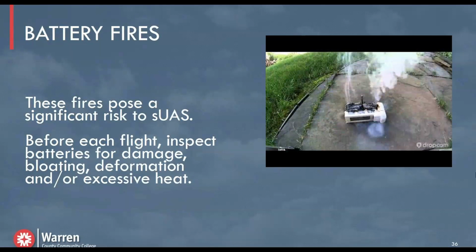Another thing that happens is battery fires. These are fires that pose a significant risk to small unmanned aircraft system operations. Before each flight, inspect batteries for damage. Look for bloating or puffiness, deformation of any kind on the battery. And remember the excessive heat. When you pull a battery out, don't plug it right in. The smart batteries from DJI are really good. They won't charge. They're kind of like, I can't charge right now, I'm too hot. Some other ones, like racing drones, or if you're building your own drone, you try to charge those while they're hot, you're going to cause a problem. So be aware that that occurs as well.